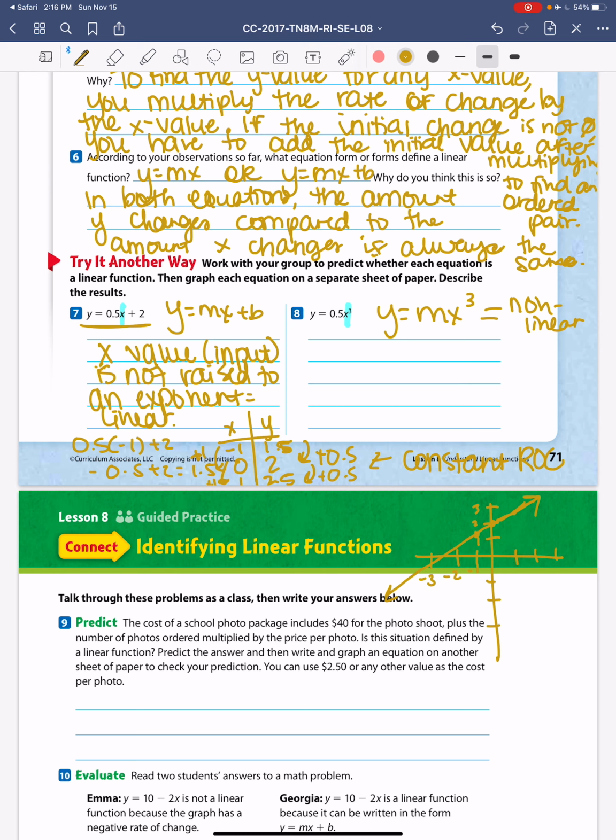Number 8, I could do the same thing and just go ahead and start off with a table. So I could have -1, 0, and 1 again. Okay, so if I did that and I put in 0.5 times -1 cubed, -1 cubed is -1 times 0.5 is just -0.5. Then if I have 0.5 times 0 cubed, it's just going to be 0. And then if I have, I have to do this. Let me do this a little better.